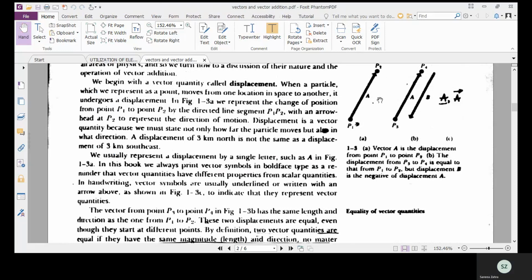If you see P1, P2 and P3, P4, they have the same magnitude and the same direction, so they are equal. Whereas if I compare P1, P2 with vector B, you can observe that this is moving in another direction. This is moving in a totally opposite direction. It has a different magnitude. So these two vectors are not equal.